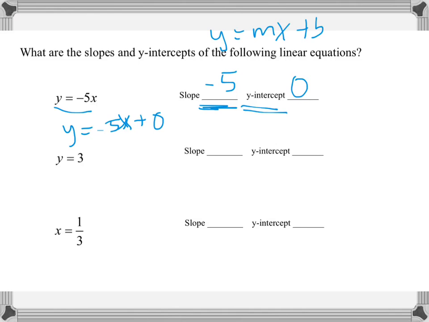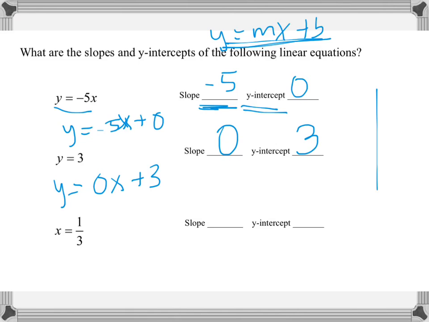Okay, so here y is equal to 3. So how do we force this equation to be in that form? Because it doesn't have an x in it. Well, you can say it's y is equal to 0x plus 3. In this case the slope is 0 and the y-intercept is 3. And this should jog your memory, because the line y is equal to 3 is a horizontal line that's parallel to the x-axis. And we said that horizontal lines have a slope of 0.